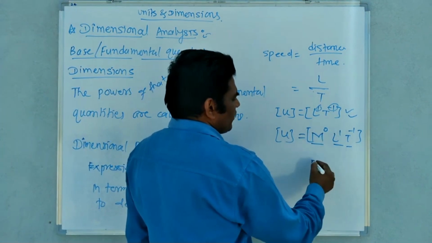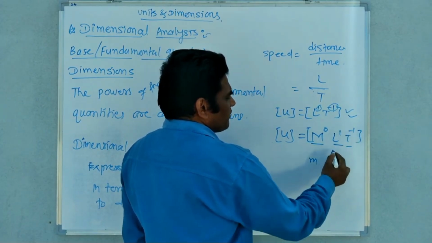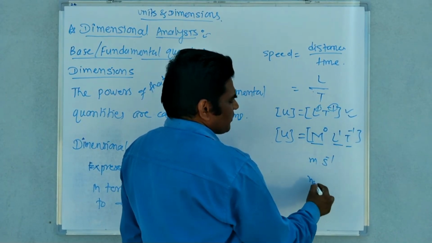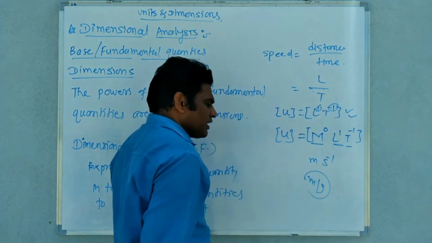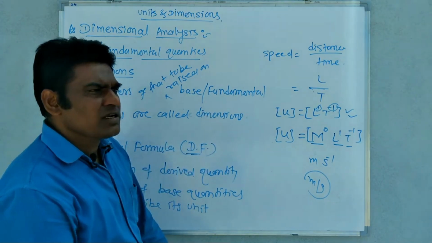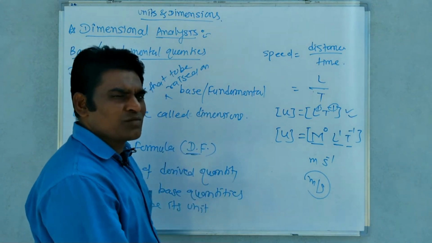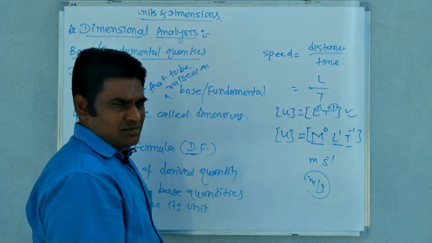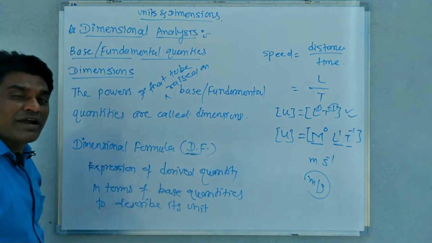So, L is 1 means meter 1, T minus 1 means second minus 1. So, meter per second. Mass 0, so kg is not there. So, from this dimensional formula you can understand units. Reverse also you can do, if you know the units, from the unit you can find the dimensional formula. But the purpose of writing this dimensional formula is to find the units.